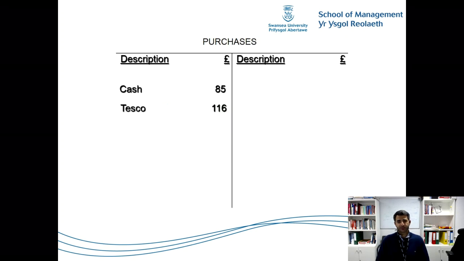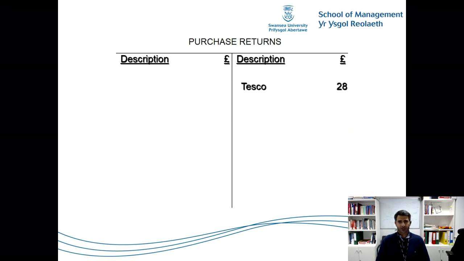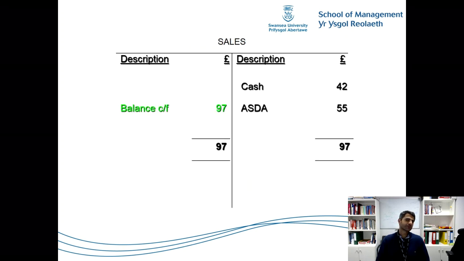Purchases, again, of course, you close it with the larger side on the debit side, the difference you take on the credit side, and step 4, you move it on the debit side. Purchase return, same. Sales, same.